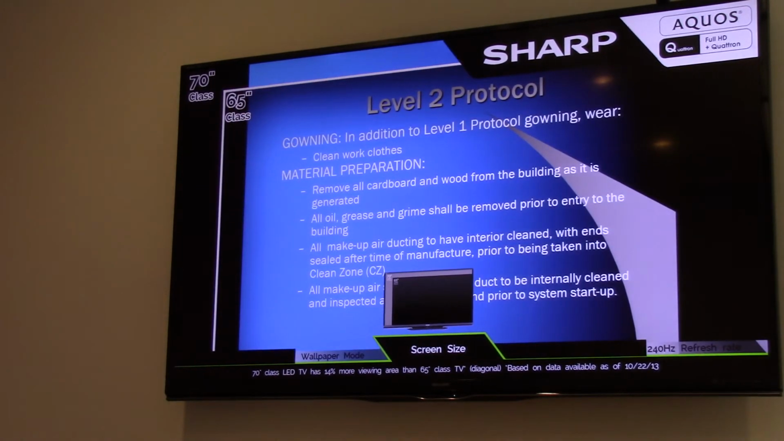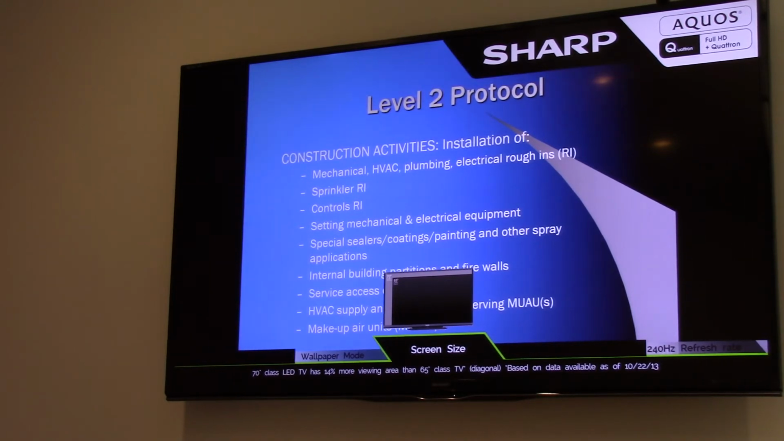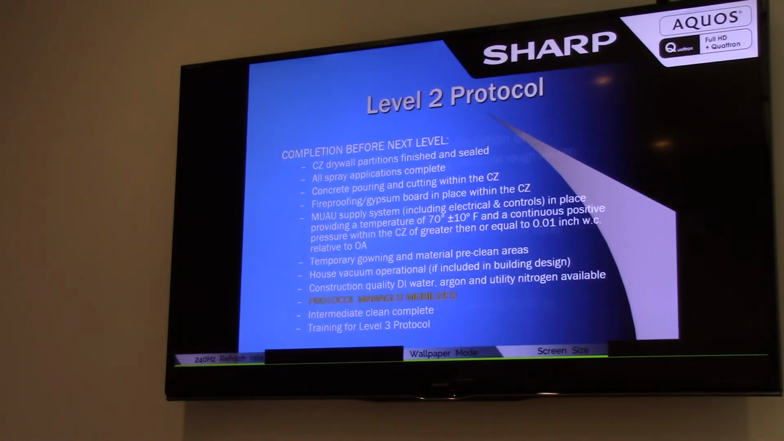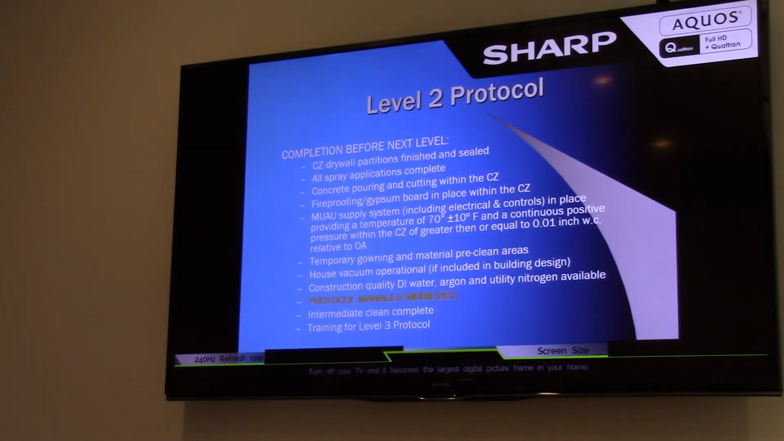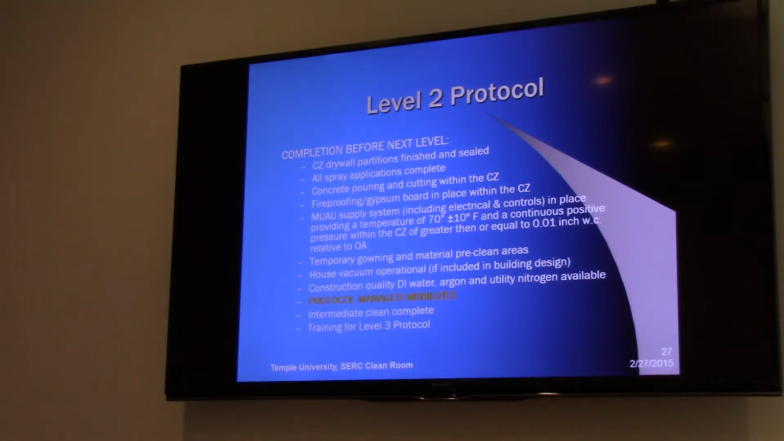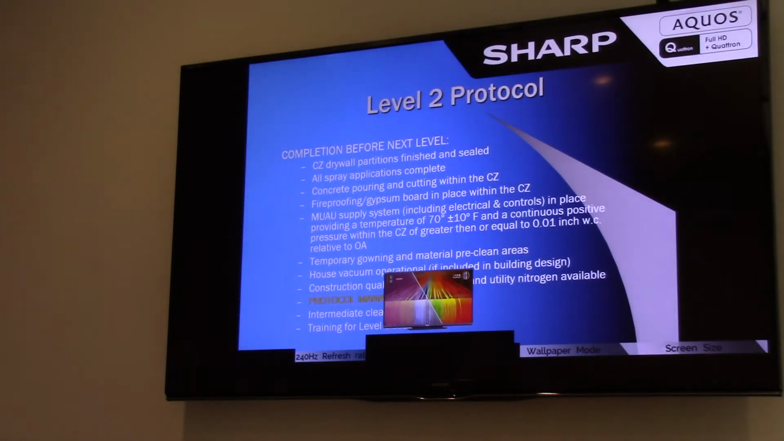And we talk about material prep before it enters the space. We're trying to eliminate anything that generates particles like we discussed previously. And these are the typical construction activities that would happen during level 2 protocol. And then the items that we'd like to complete before we would proceed to the next protocol. So we basically want to have room pressurization in controlled environment. And this is like a standard for most projects. This project was a little different, but this is kind of geared up to most clean room design build projects.